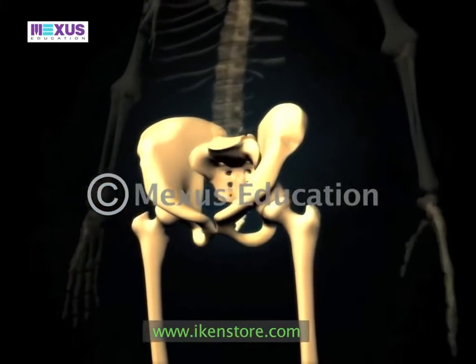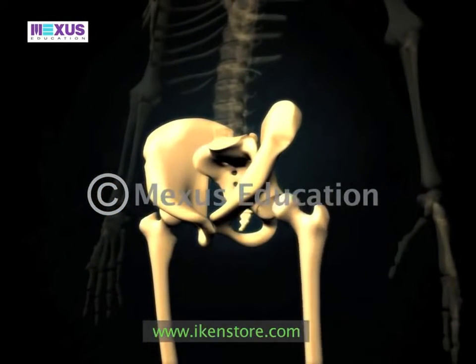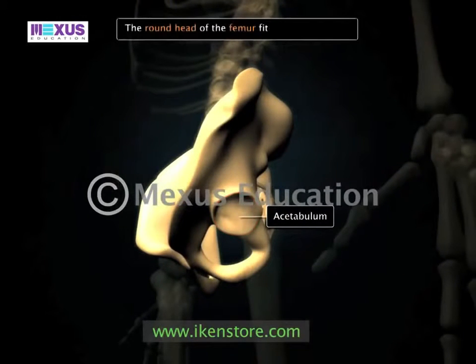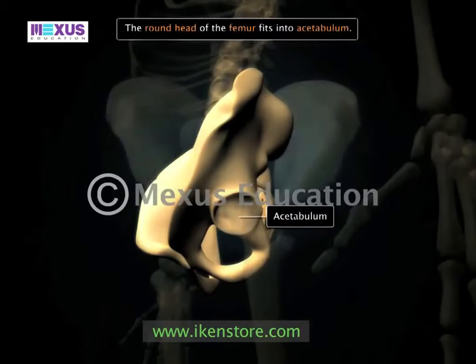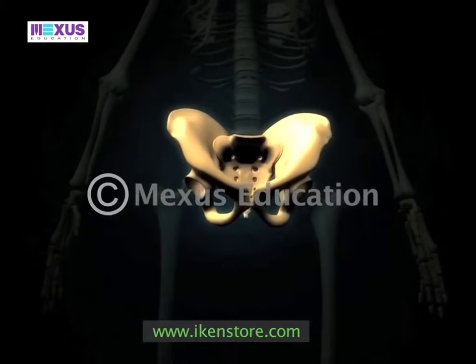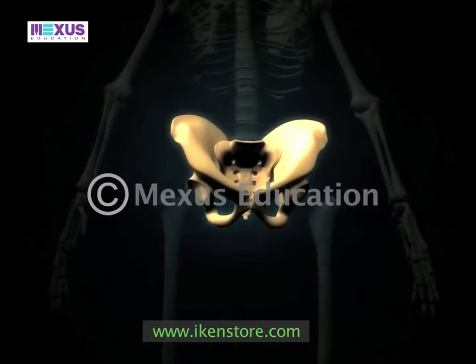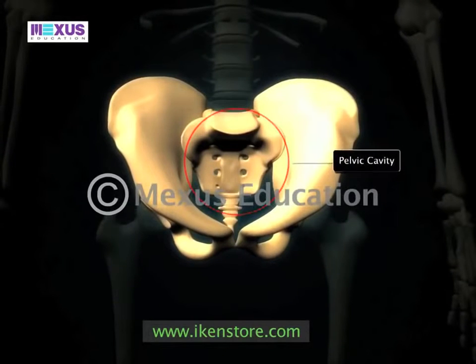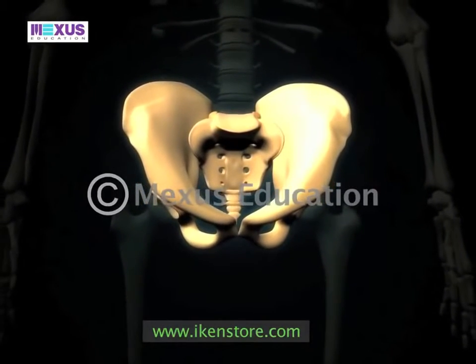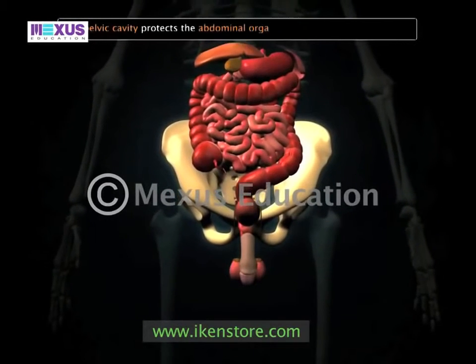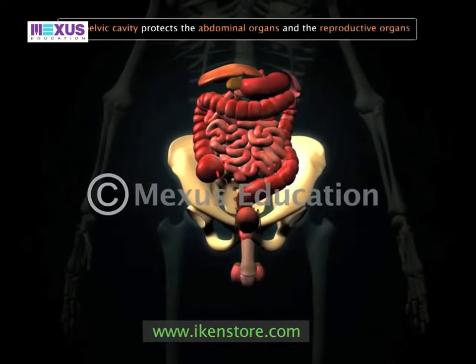An important portion of the hip girdle is a cavity called the acetabulum. The round head of the femur fits into this cavity. There is also another cavity in the hip girdle. This cavity, referred to as the pelvic cavity, is bounded by the bones of the pelvis. The pelvic cavity protects the abdominal organs and the reproductive organs.